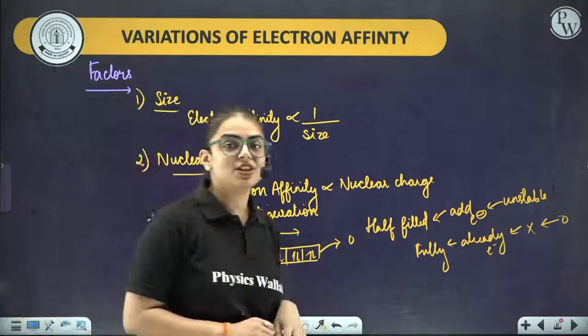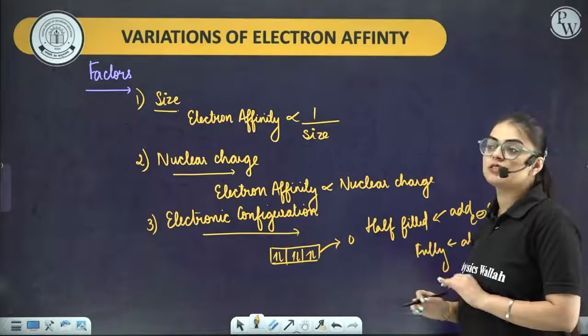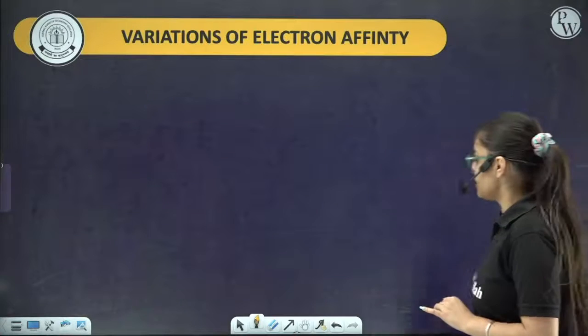But in the case of ionization enthalpy, they do have some values. It was highest for fully filled, half filled. But for them, it is 0. Let us consider the variation trends now.